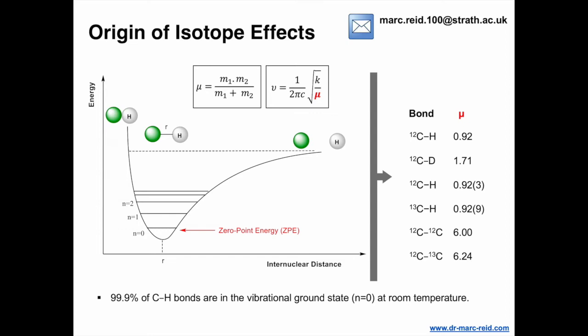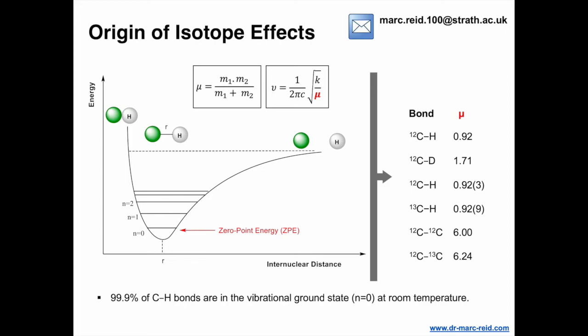99.9% of CH bonds are in the vibrational ground state, n equals 0, at room temperature. If we now look at the right side of the slide and to the reduced mass term for various isotopic pairs, we can see that the difference between the reduced masses for CH and CD is the largest difference, almost double in fact, of any atomic pair where only one isotope changes.